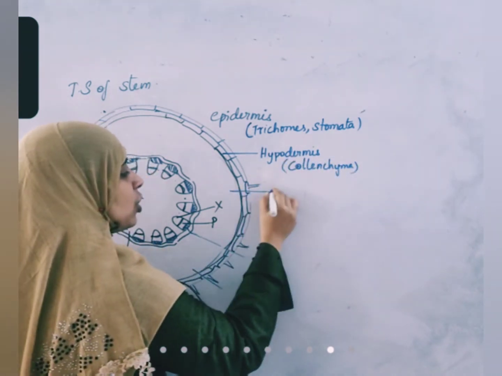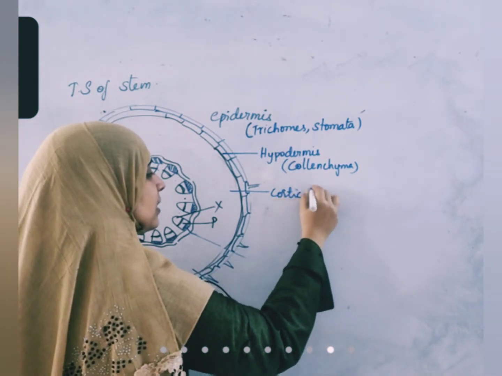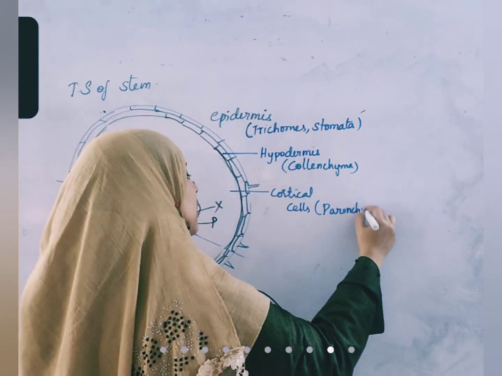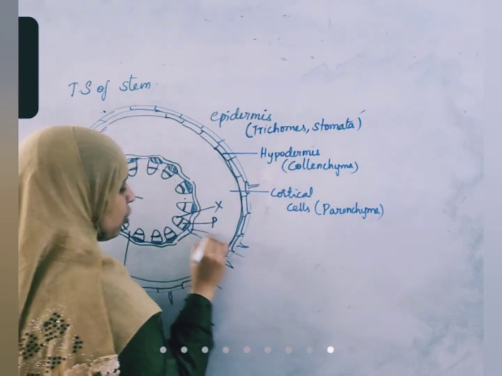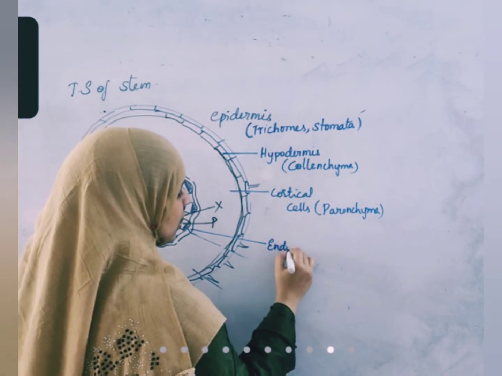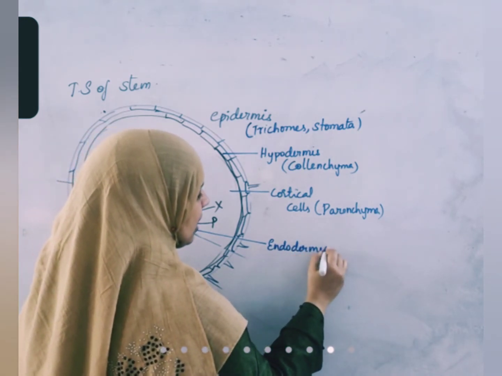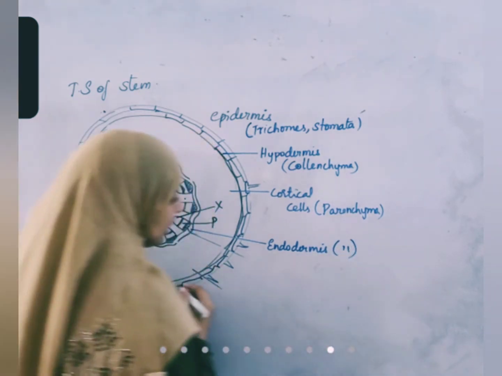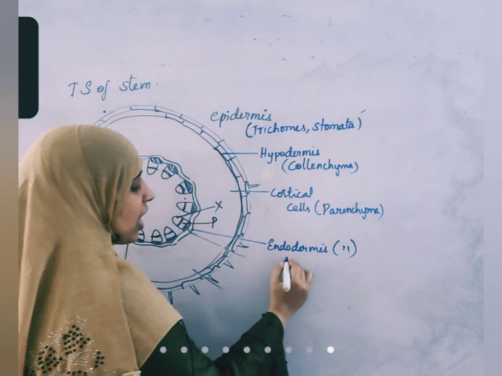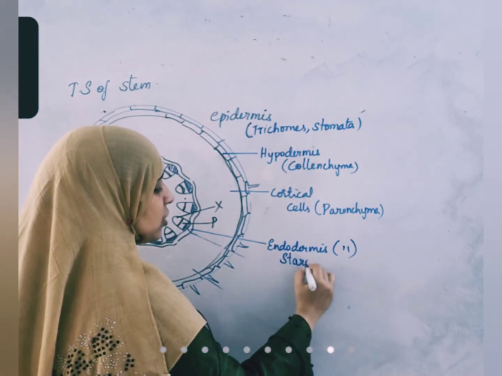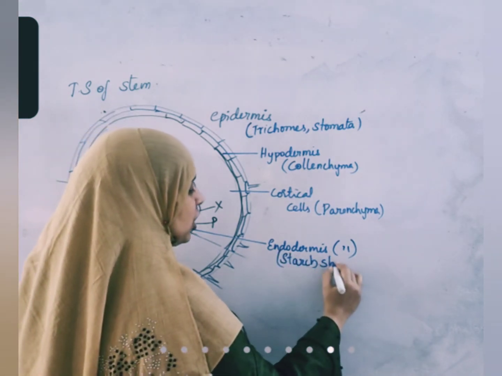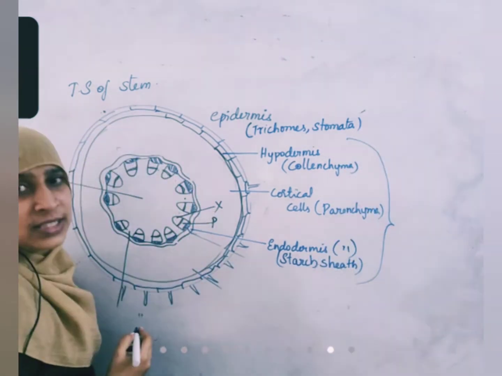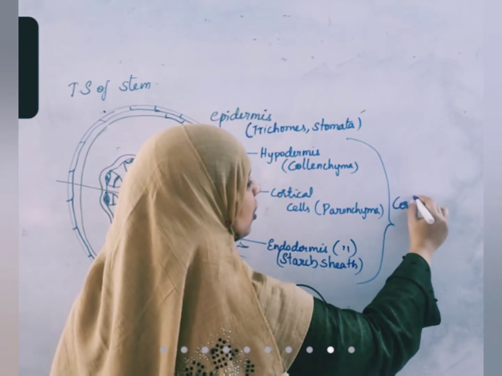Below that, cortical cells made of parenchyma. Below that, endodermis. And endodermis is made up of parenchyma only. In this, starch is stored. That is why it is called as starch sheath. These three layers together are called as cortex.